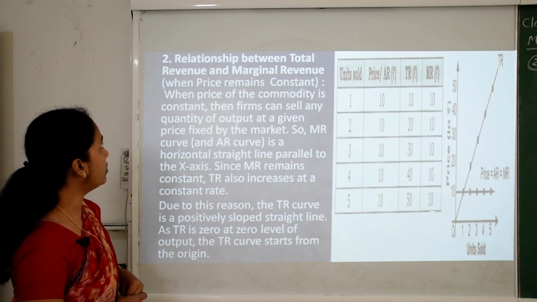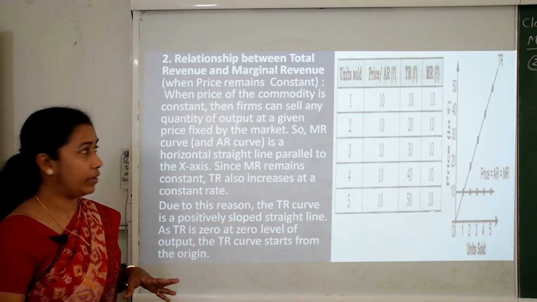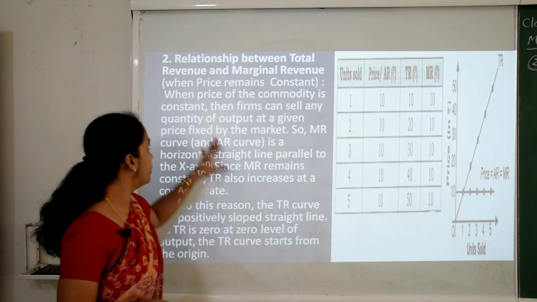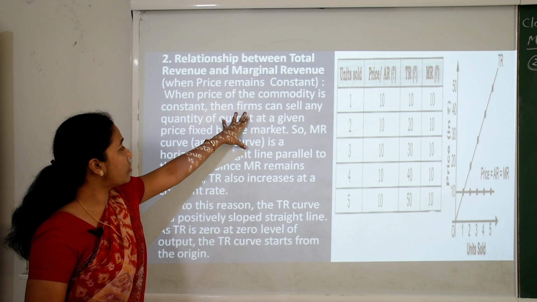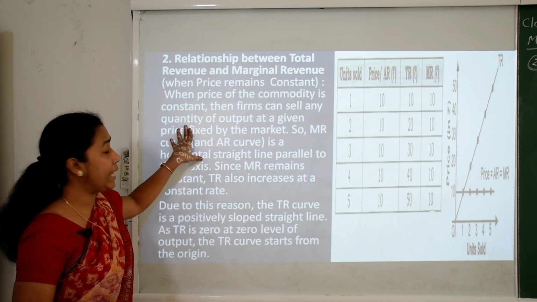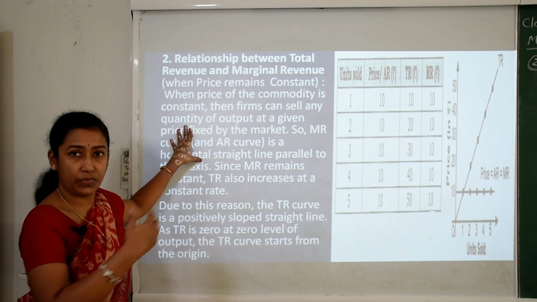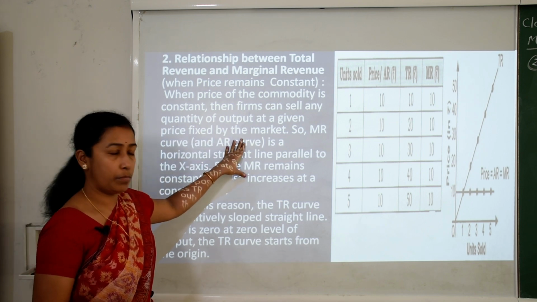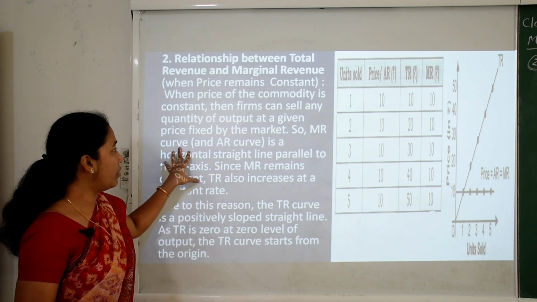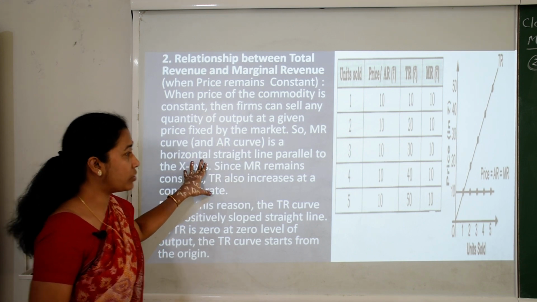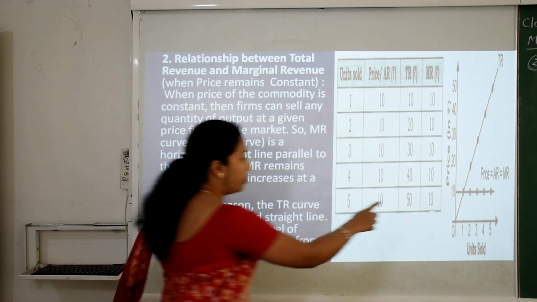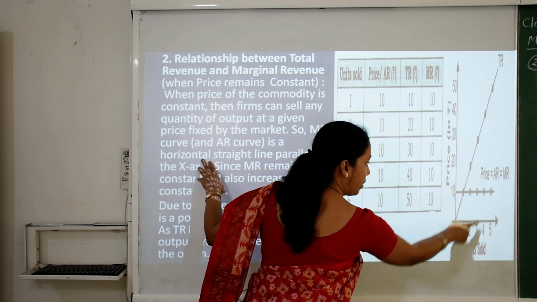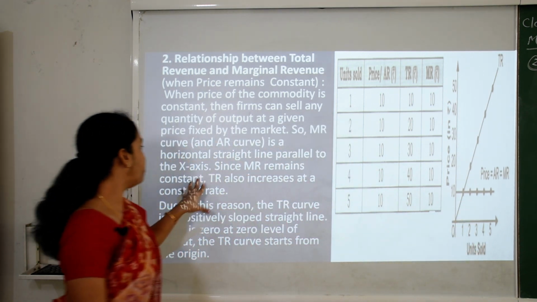The second relationship is between total revenue and marginal revenue. Again, the condition is that price remains constant. When the price of the commodity is constant, then the firm can sell any quantity of output, as we have discussed in the previous topic, at a given price fixed by the market. So the marginal revenue curve and average revenue curve are horizontal. We know that the average revenue and marginal revenue curves, which we discussed previously, are horizontal straight lines parallel to the x axis.